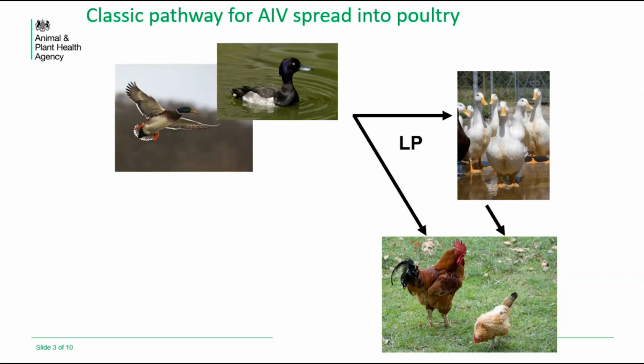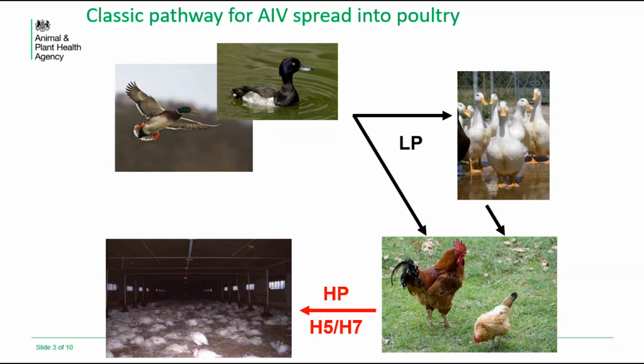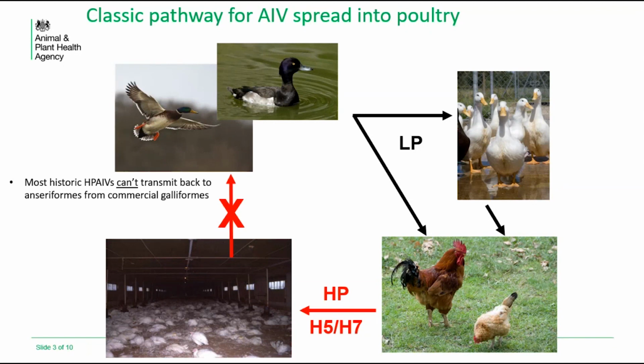These are low path viruses, but there are now strains emerging which do seem to be defying the textbook and are more virulent and aggressive. Now, going back to the H5 and H7 story, in the galliform hosts, so here we have the chickens, this is where the H5 and H7 subtypes may or may not experience a mutation to form the corresponding high path, which can then cause these sorts of devastating outbreaks in commercial galliforms, which I'm sure you're all familiar with. I should add that historically most high paths, H5, H7, cannot transmit back to anseriforms from commercial galliforms.